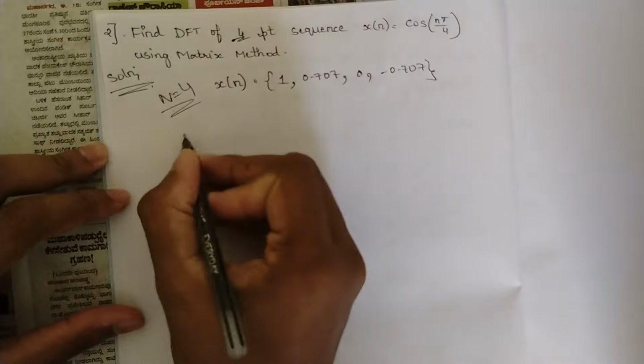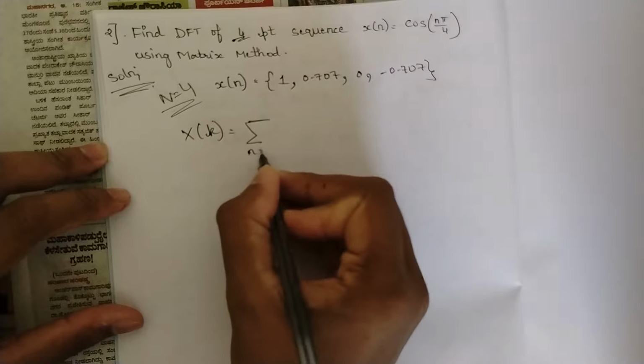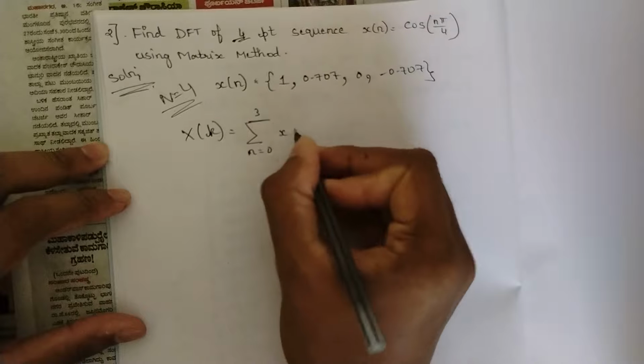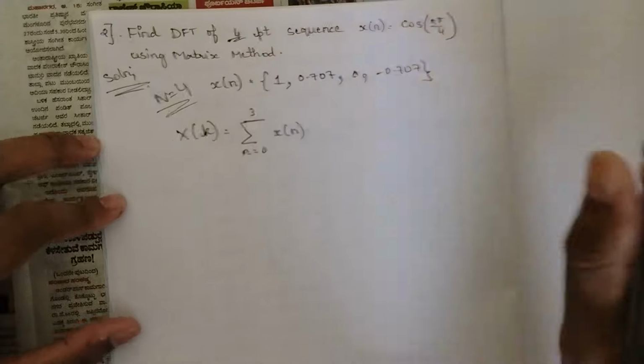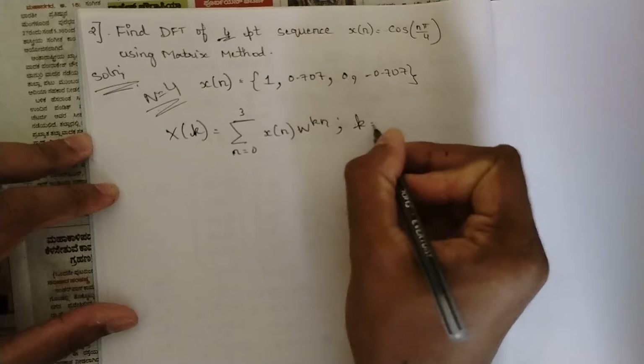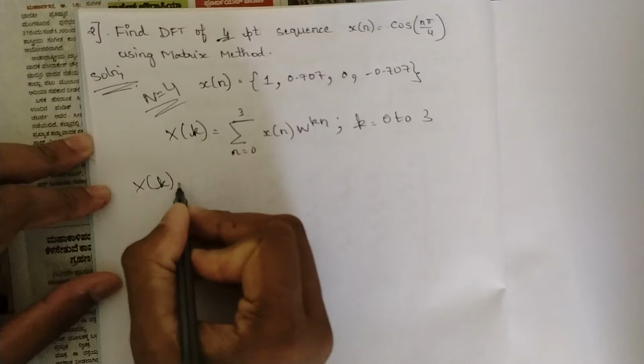So now we should be using the matrix method. Write the formula X of k is equal to summation n is equal to 0 to N minus 1, so 4 minus 1 is 3, then x of n, write the twiddle factor W to the power kn, where k is equal to 0 to 3. Then write the matrix.